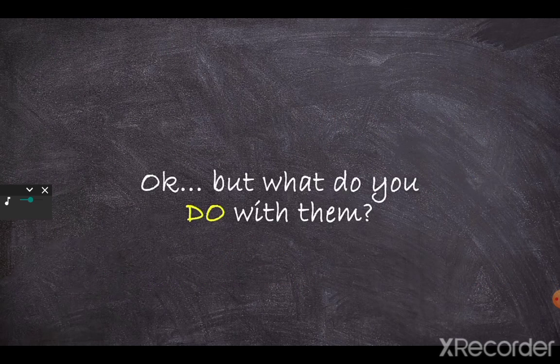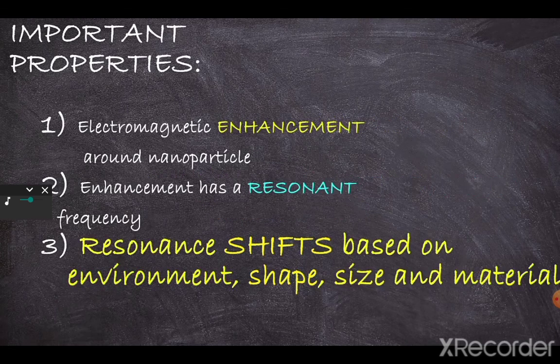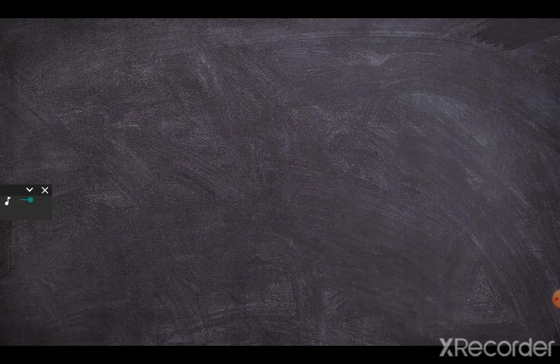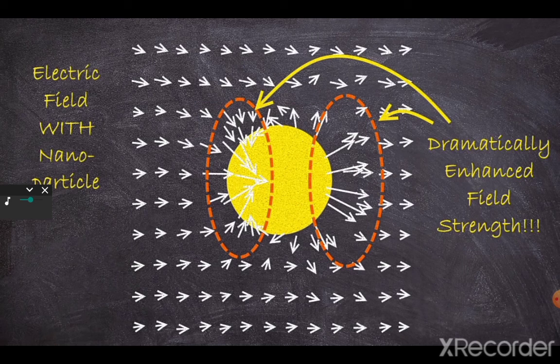So let's talk about applications. But remember, in this video, we're only doing about half of the applications. In the next video, we're going to talk about sensing and scanning applications that mostly are based on this 3rd property. Here, we're going to talk about what you can mostly do with these 2. One way you can exploit these properties is to basically recognize that they allow you to create hotspots of an electric field, concentrating it into a very small area around that nanoparticle.